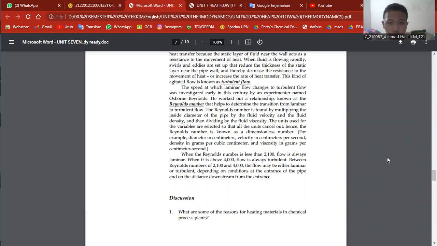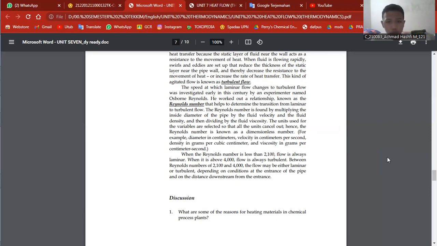The speed at which laminar flow changes to turbulent flow was investigated early in this century by an experimenter named Osborne Reynolds. He worked out a relationship known as the Reynolds number that helps to determine the transition from laminar to turbulent flow.